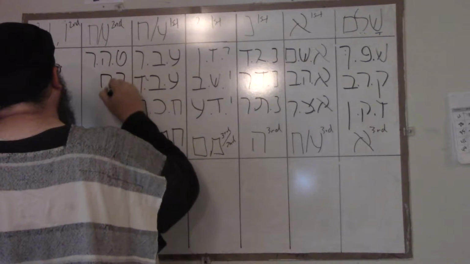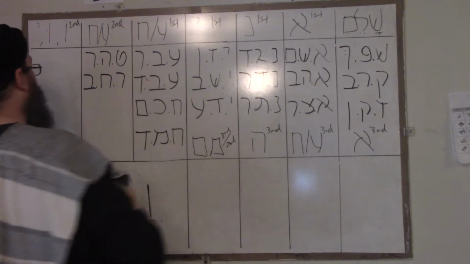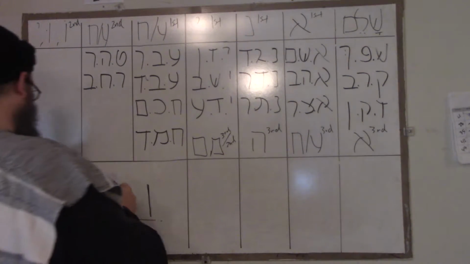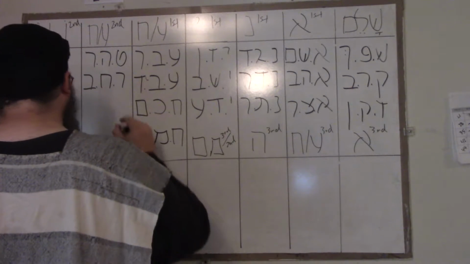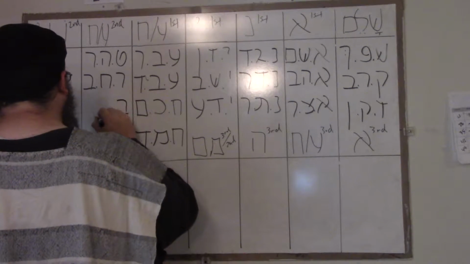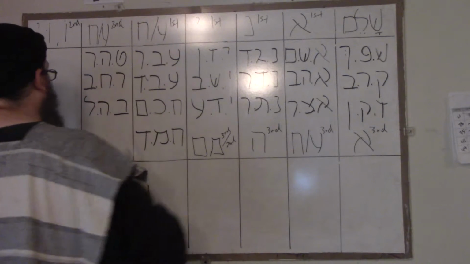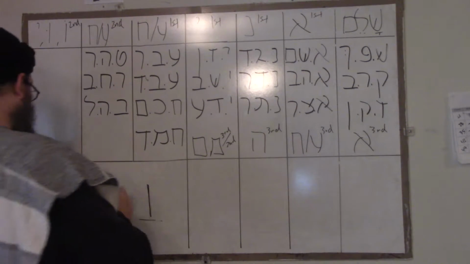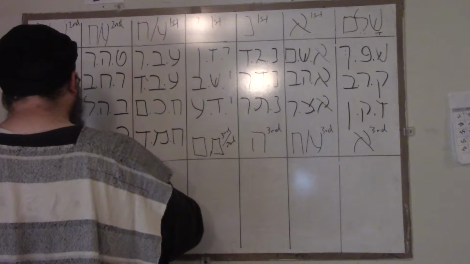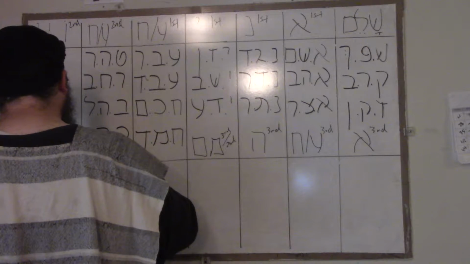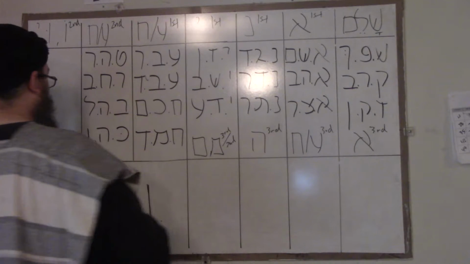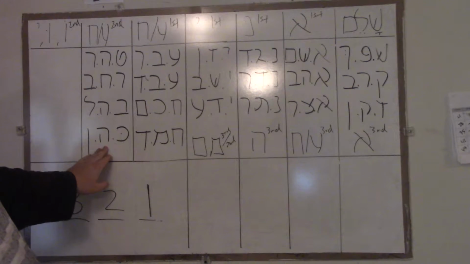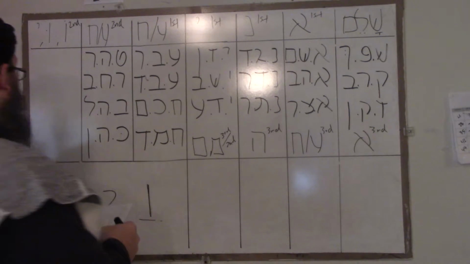Resh, Chet, Bet. Now the Chet we see is in the second position. Bet, Hey, Lamed. Now we see the Hey in the second position. And lastly, Kof, Hey, Nun. So Kaf, Hey, Nun, we see the Hey is in the second position.